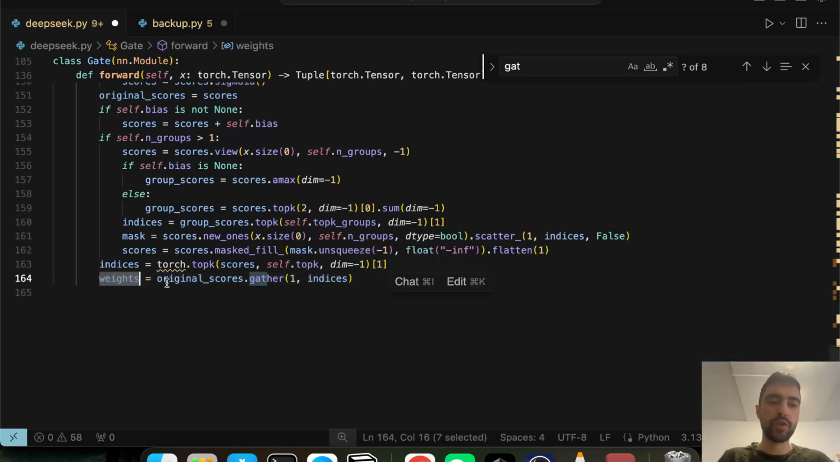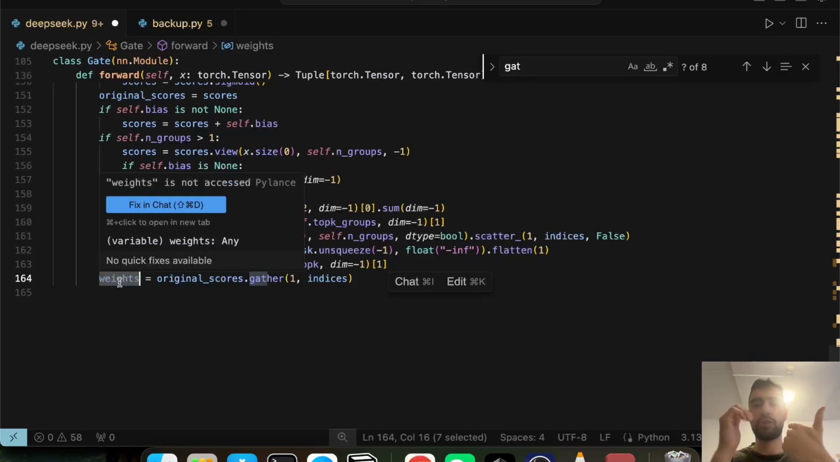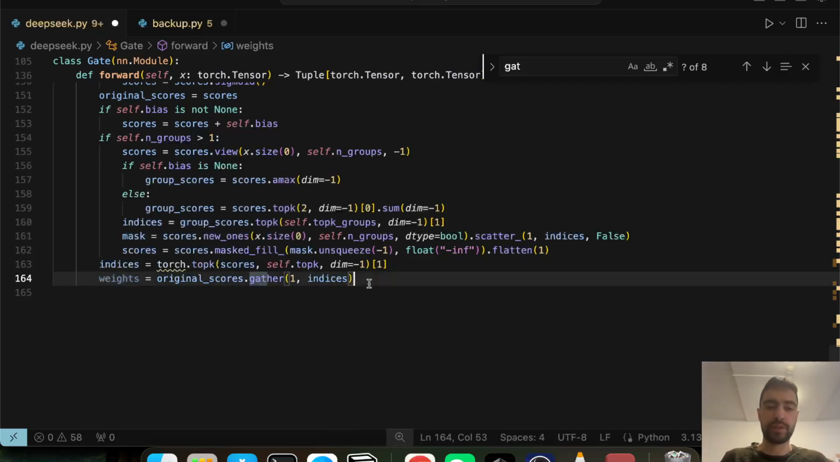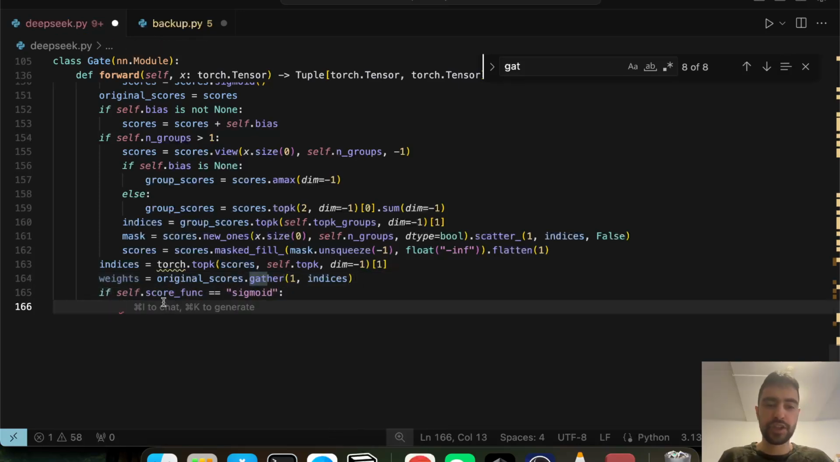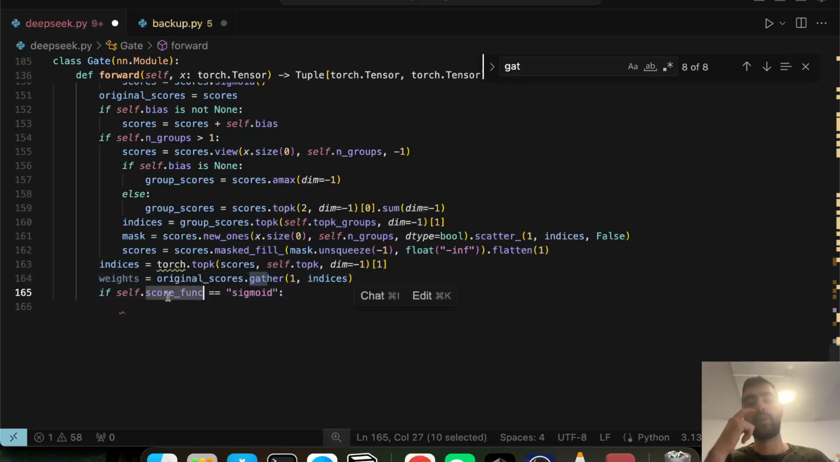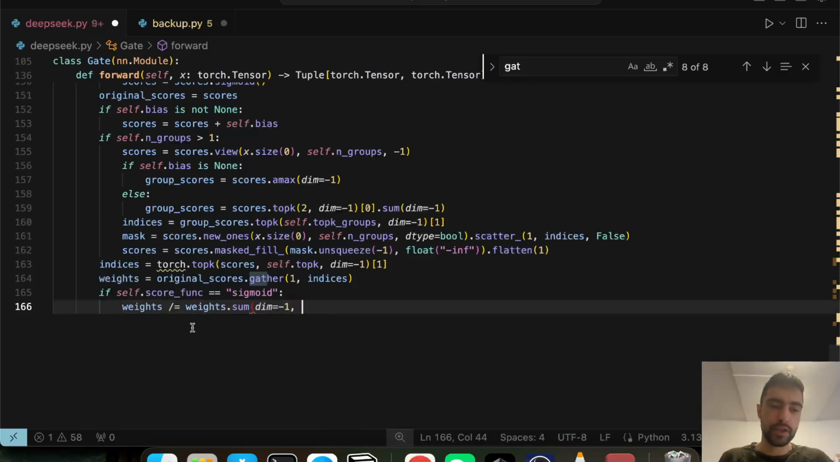And even though these are scores, we call them weights, because we already have named scores, but also these are the weights because we will use them to multiply the output of each expert with the score of that expert, with the relevant score. So if the function was sigmoid, remember that we want the scores to add up to 1, which they weren't previously. So we will just make them add up to 1 by dividing them by their sum.